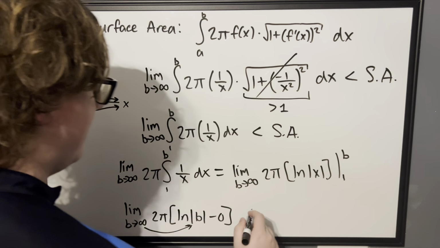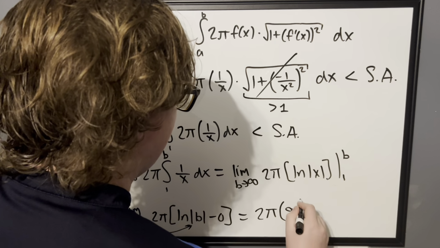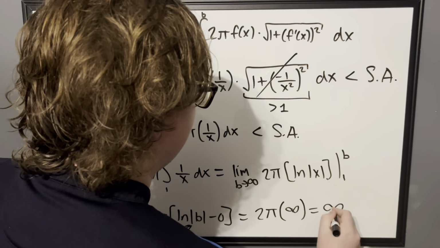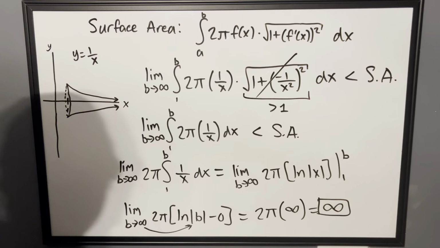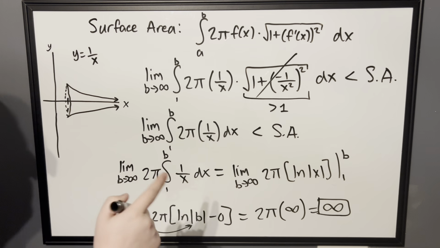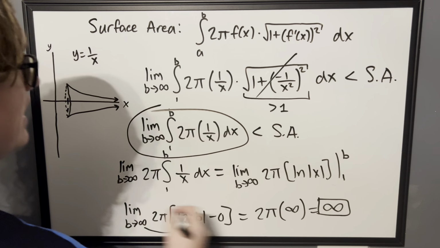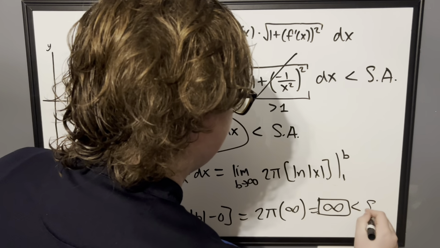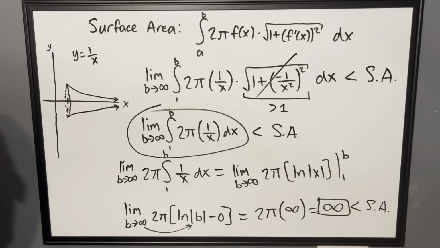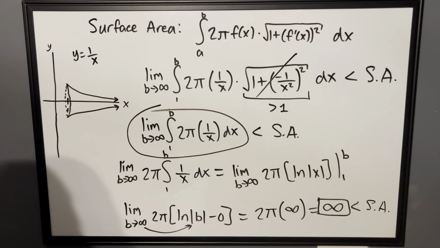So we really have 2 pi multiplied by infinity, and we know this is going to give us infinity. So that tells us that our integral here is evaluated to infinity. But we also know that this entire integral right here that we evaluated to be infinity is less than the surface area. So that tells us that the surface area is greater than infinity. So that means that the surface area is also equal to infinity.